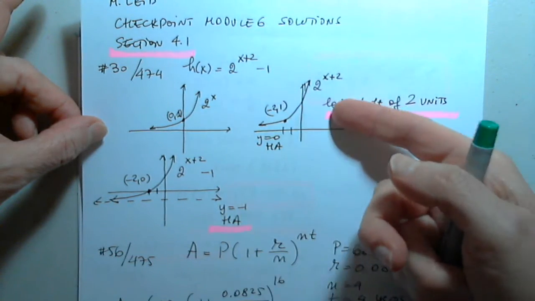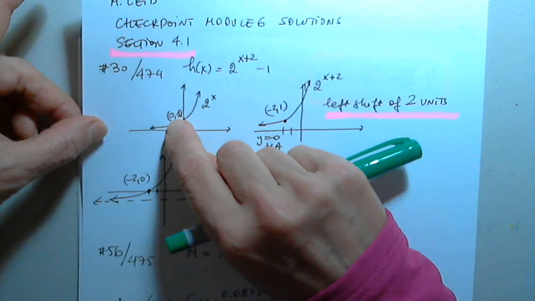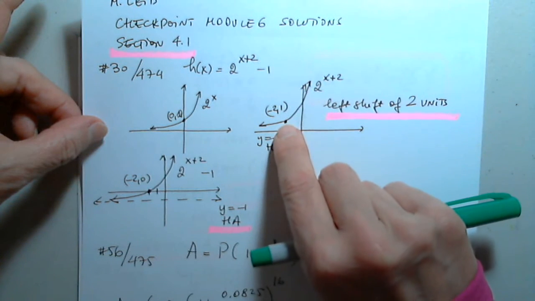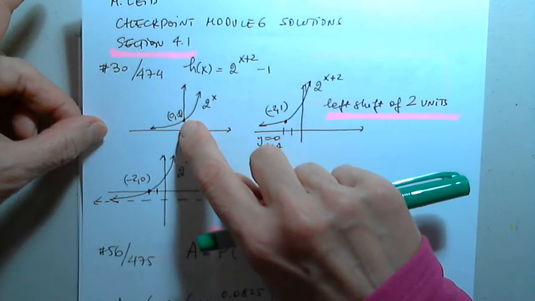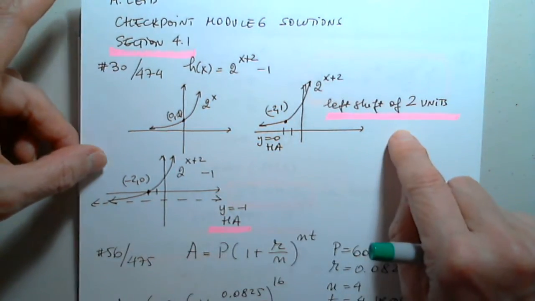So we have to shift the graph 2 units to the left. This point will be translated 2 units to the left. It becomes -2, 1. The original function has to pass through 0, 1. So this is a left shift of 2 units.